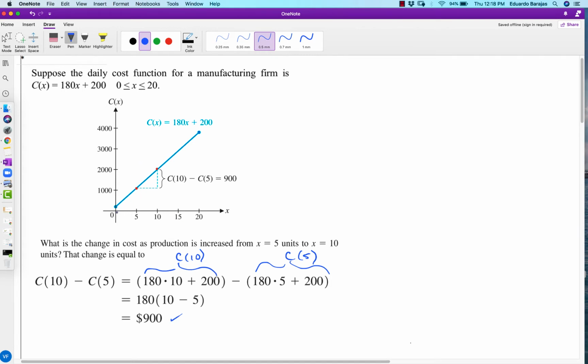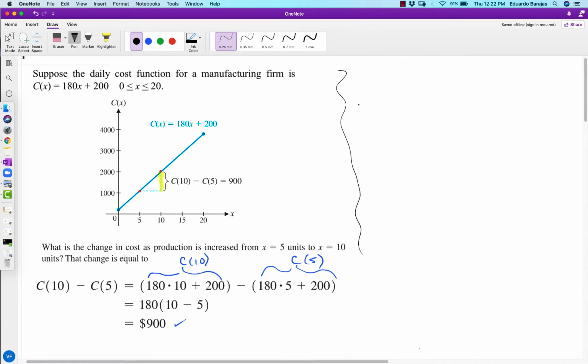Pictorially on the graph, we see that the cost function is this straight line. If we evaluate our function at 5, evaluate it at 10, and subtract them, we see that the height change, the difference here, corresponds to $900. So the cost will change by $900 if we go from producing 5 units to producing 10 units.